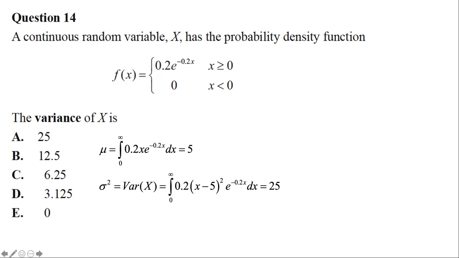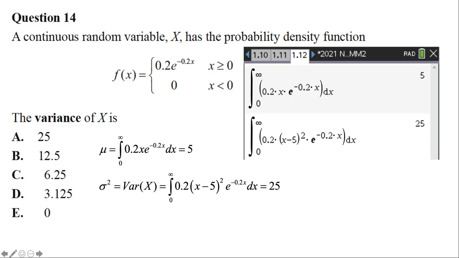And then you calculate 0 to infinity, the antiderivative, x minus mu squared, which is x minus 5 squared, multiplied by the function itself. Make sure you multiply them within the integral rather than outside the integral. Using your CAS calculator, you could obtain the variance of x, 25.